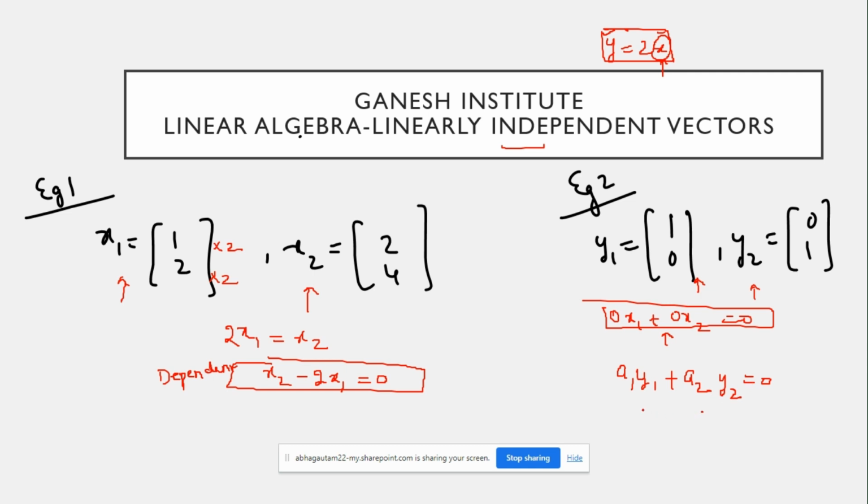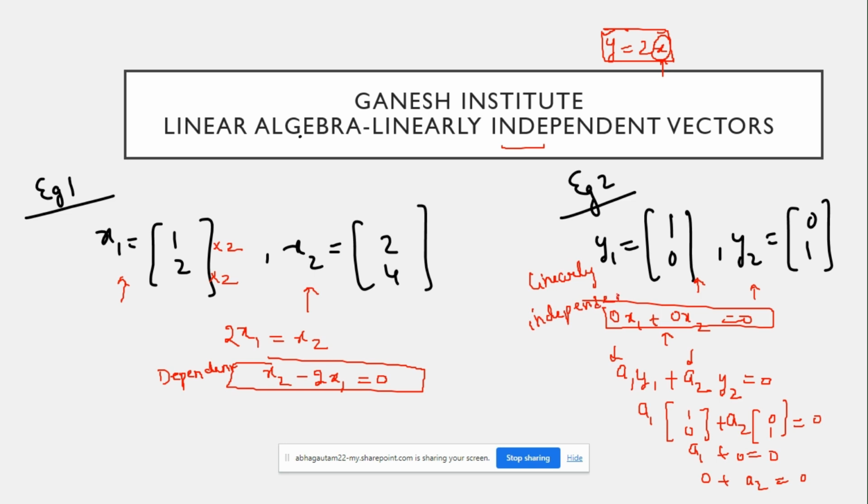But can you tell me what is that condition when you apply this? If you distribute, a1 multiplied by 1 is a1, plus a2 into 0. So that means a1 is 0. Here a1 into 0, that is 0. A2 into 1, a2 is 0. So that means if you have coefficients as 0, yes, this is the condition of linearly independent vectors.